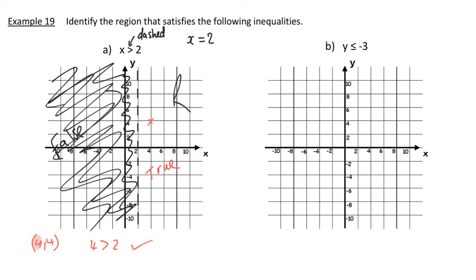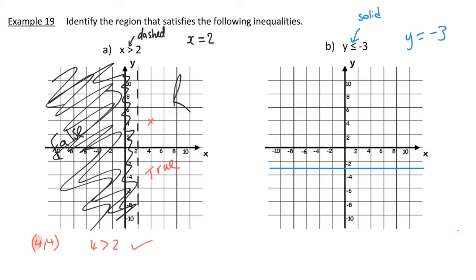If we look then at example B, what we've got is the inequality y is less than or equal to minus 3, and that's going to be based around the line y equals minus 3, which is going to be a horizontal line passing through minus 3. The other thing as well, it's less than or equal to, so that means it's going to be a solid line. So if we draw that line, it's going to go along here, so we've drawn a solid line for that. And now we need to decide which side is true and which side is false.